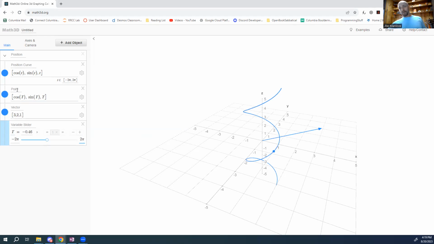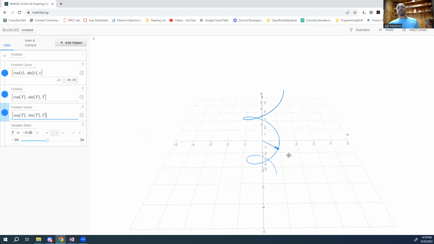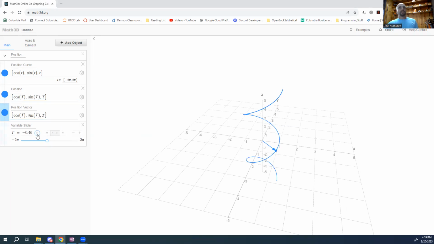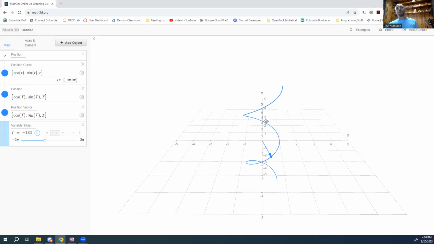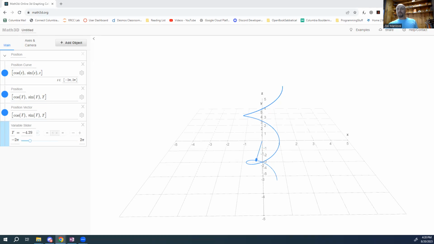So I've got my point, that is the position in space. And this vector here is going to be the position vector. We're just going to take our point and think about it as a vector from the origin. So now when I run this, I should see all these little position vectors that point out at that point, and that point is a point on my position curve. So these are three slightly different ways of saying the same thing.